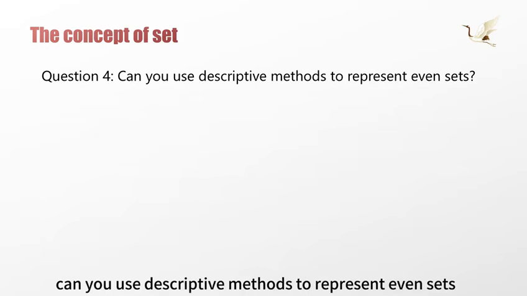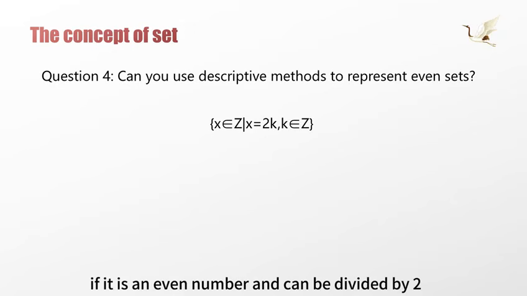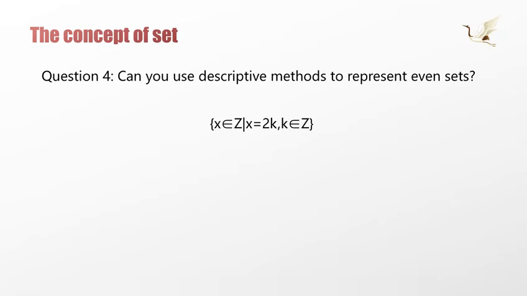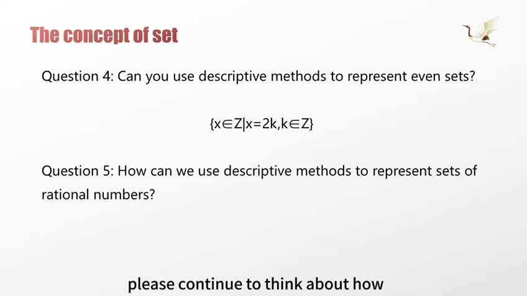Can you use the descriptive method to represent the even set? Our research object is x, and the research scope is integers. If x can be written in the form x equals 2k, k belongs to Z, then it must be divisible by 2, making it an even number. On the contrary, if it is an even number and can be divided by 2, it can be written as x equals 2k, and k belongs to Z. So, x equals 2k, and k belongs to Z, is its common feature. We can describe it this way. Classmates, is your expression correct? Please continue to think about how we can use the descriptive method to represent rational numbers after class.